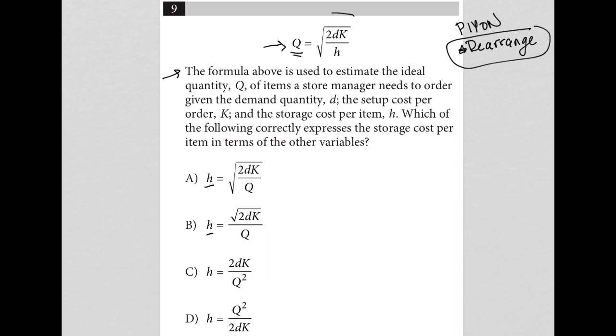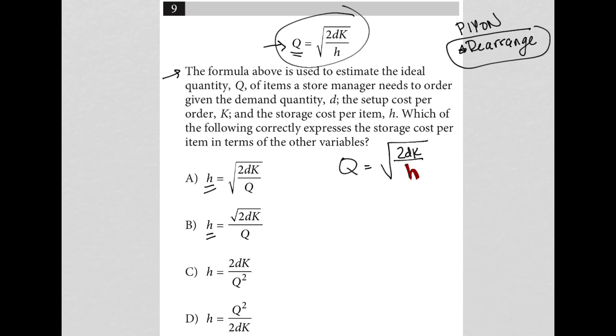It's just saying, can you take this, which I'll rewrite here, Q equals the square root of 2DK over H, and rearrange it so that you're isolating H? That's what all of our answer choices are doing. So let's do that. I want to get this H, which I'll write in red, out of the radical, out of the denominator, and isolate it all by itself.